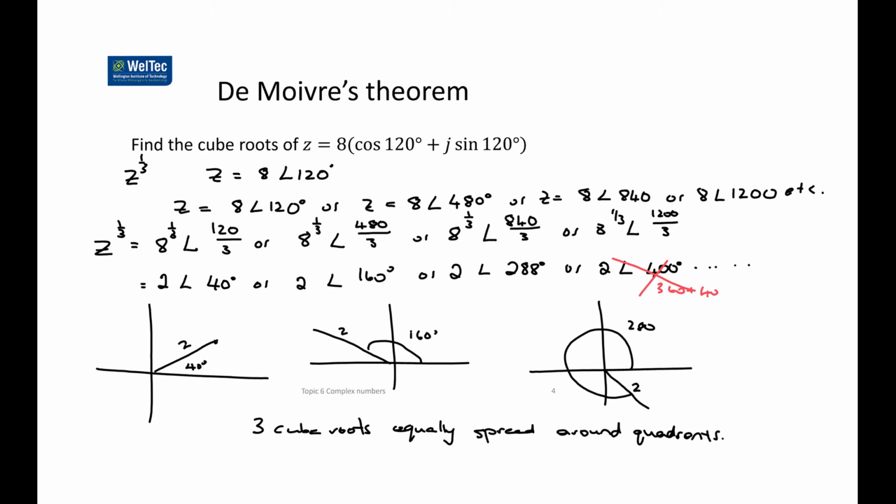And we talk about the principal root, the principal cube root in this case, as being the one that is closest to the x-axis. In this case, the first one would be the principal cube root, because that's the closest to the x-axis. I will do some more of these problems on the board.